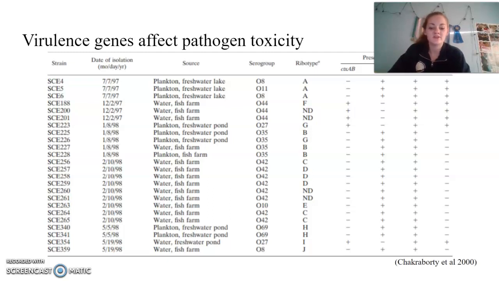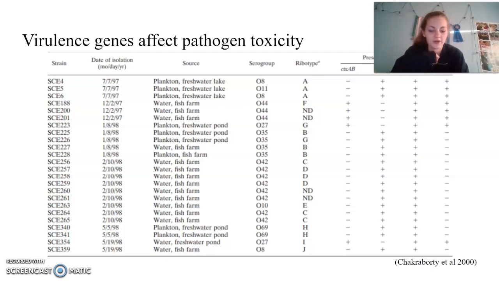This pathogen contains genetic components which increase toxicity, which are called virulence genes. There are many of these that are involved in cholera itself. However, the most important one that we'll talk about today is the O1 antigen, which is present.